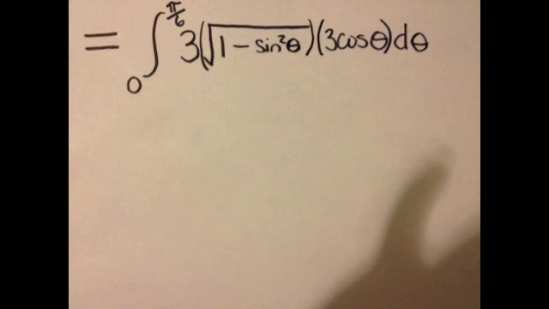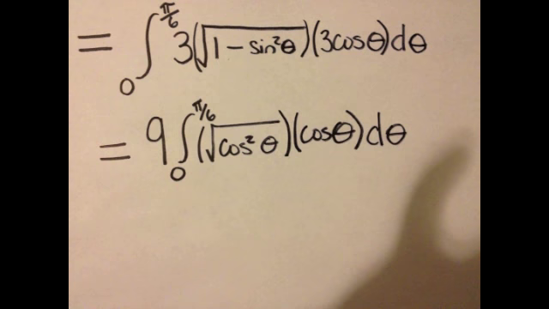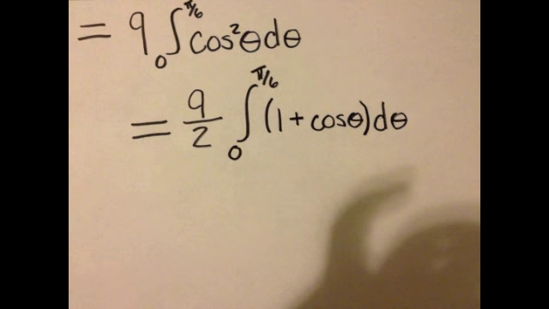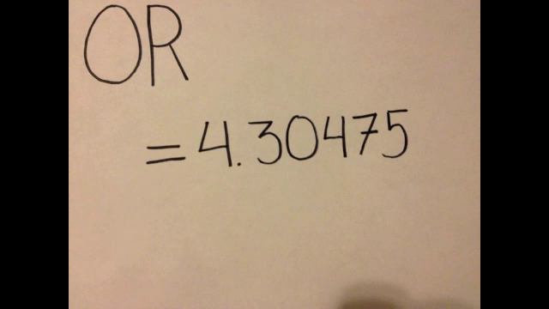So we manipulate and we simplify until we're left with the simple equation of 9 halves times the integral from 0 to pi over 6 of 1 plus cosine theta d theta. Finally, giving us the answer that we can use of 4.30475. Whew! That was kind of more than we bargained for.